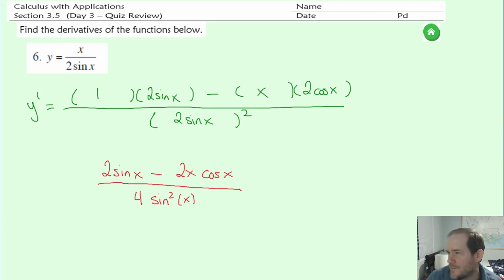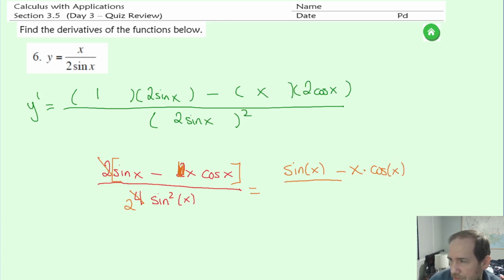Which means I can't do much, but in the numerator at least I could factor out the 2. Just pull out a 2. This 2 goes away. So we're here now. Then I could reduce the 2 with this 4, just leaving a 2 downstairs. So my best possible answer now is sine of x minus x times cosine of x all over sine squared x.